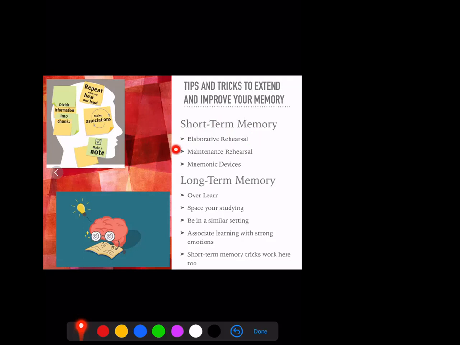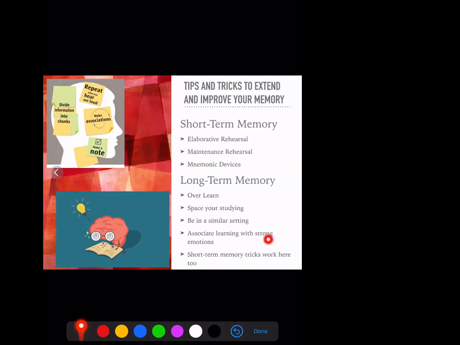Maintenance rehearsal is what most of you did, where you just went over the information in your head over and over again, so you repeated the list to yourself. And then mnemonic devices. These can be used in both long-term and short-term memory extension. Mnemonic devices include things like every good boy deserves fudge for remembering the lines of the treble clef, or FACE to remember the spaces on the treble clef. You may also have learned the order of operations in math by learning Please Excuse My Dear Aunt Sally, or PEMDAS. And then you're able to remember those a little bit easier in the short term.